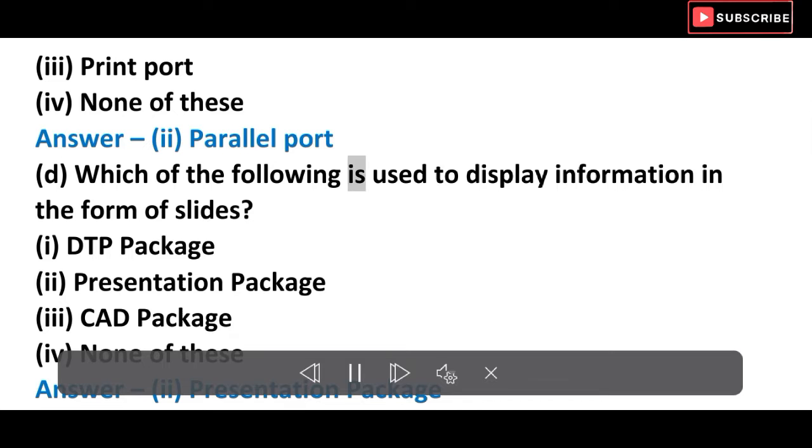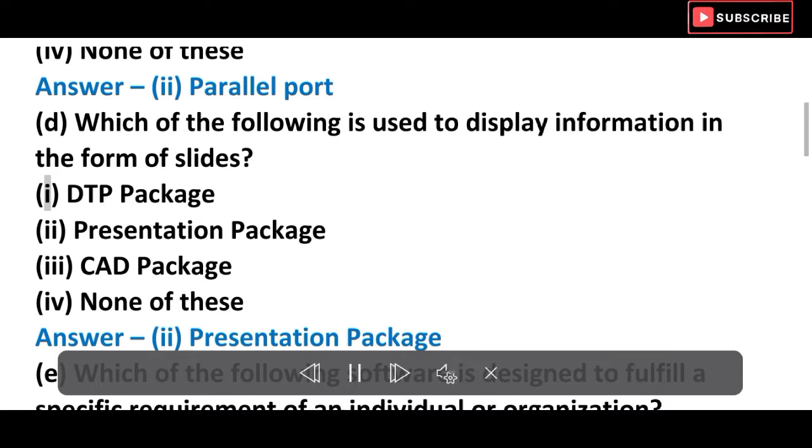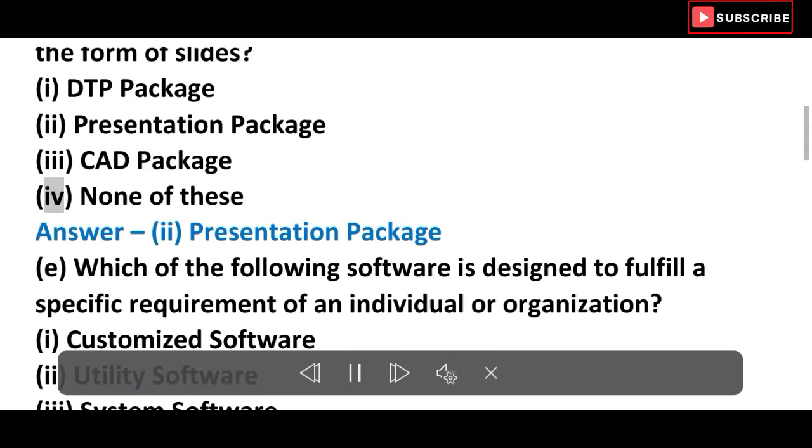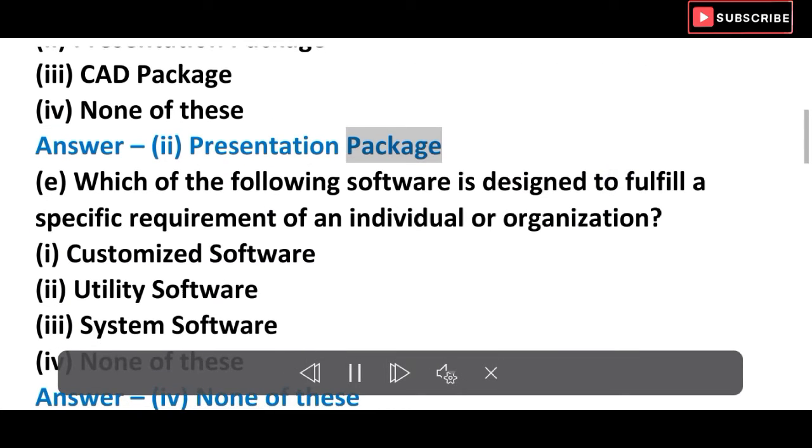D. Which of the following is used to display information in the form of slides? I. DTP package. II. Presentation package. III. CAD package. IV. None of these. Answer: II. Presentation package.